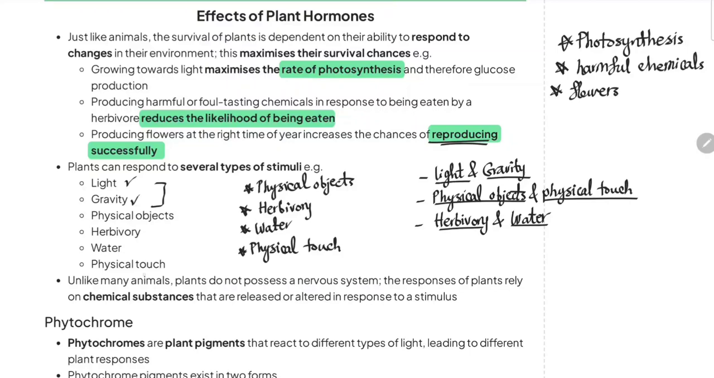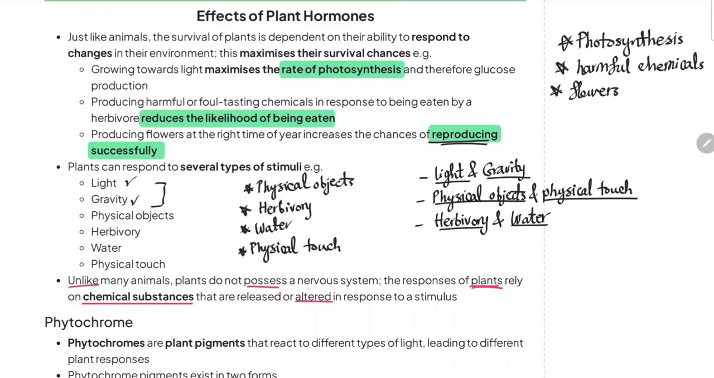Okay. Unlike many animals, the plants do not possess a nervous system. The responses of plants rely on chemical substances that are released or altered in response to a stimulus. So, we have many animals in the world, and these animals possess a nervous system with a brain, the spinal cord, the CNS and the PNS, all these. However, the plants don't possess a nervous system, but they can respond to stimuli by releasing chemical substances or altering them in response to a stimulus.